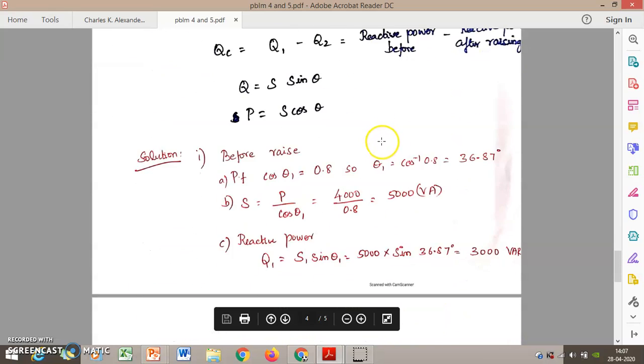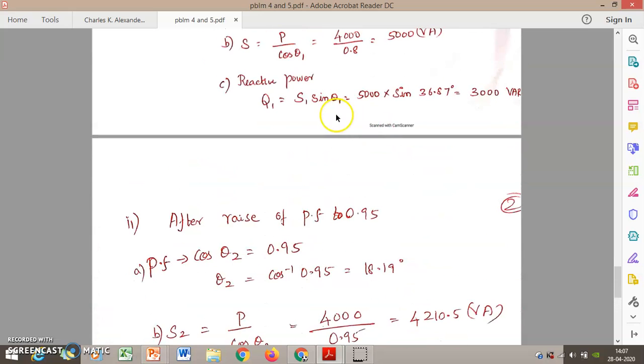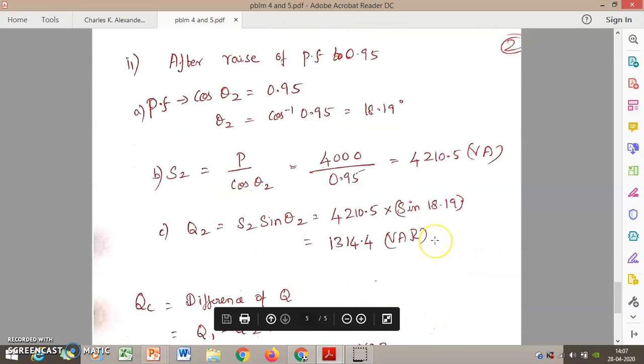From this we understood two different things. Your reactive power consumption is decreased when the power factor is increased. That is to be noted.